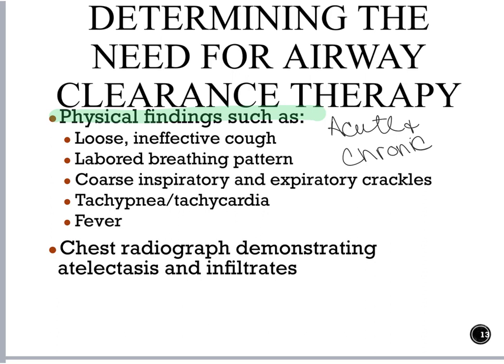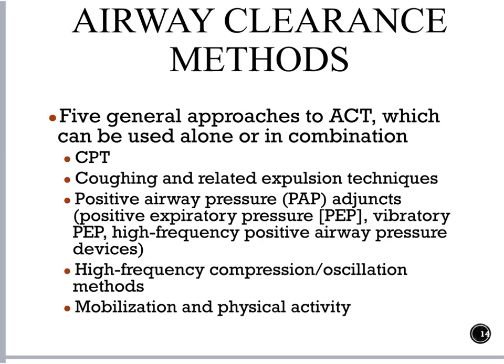A chest radiography demonstrating atelectasis or infiltrates. So it may say patchy infiltrates or fluffy infiltrates in the reading from the radiographer. So who needs airway clearance therapy? Those with an ineffective cough, and then those with a disease that's associated with massive or chronic sputum production. So bronchiectasis, chronic bronchitis, cystic fibrosis, neuromuscular disease, because they have that ineffective cough.